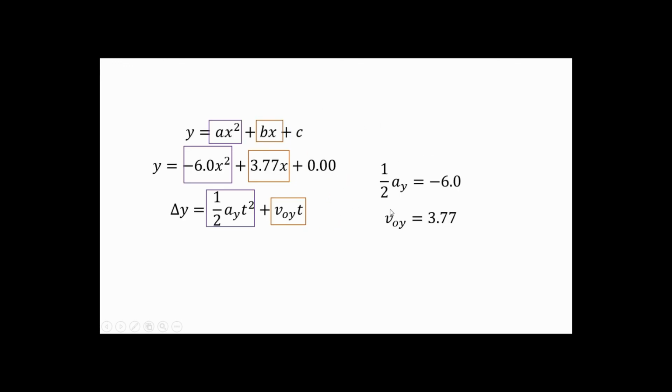All right, so now what that means is 1/2 of our acceleration is equal to negative 6.0. If you double check the units, you'll find that it has to be in meters per second squared, and that means negative 6.0 is about 1/2 of our acceleration, so we would measure it somewhere in the negative 12 meters per second squared range. A little high, but that's okay. It's still in the ballpark of what we're looking for. And our initial velocity, we get a measurement of 3.77 meters per second.